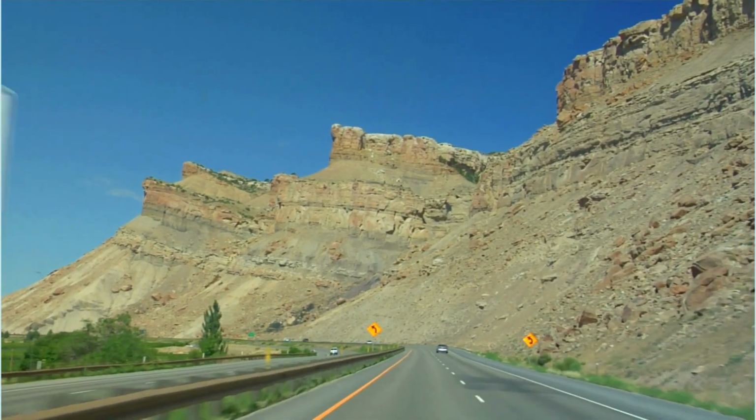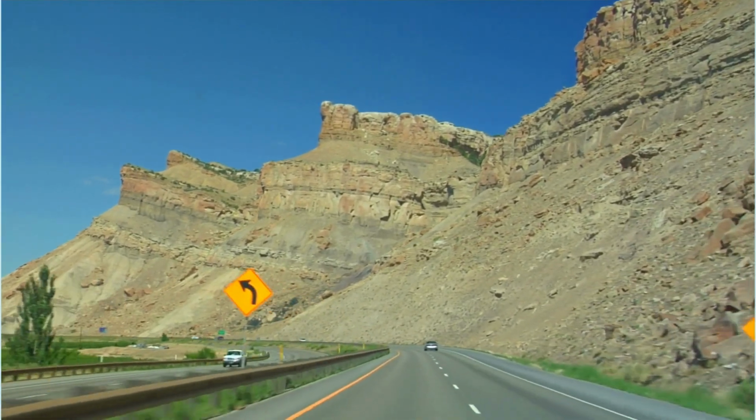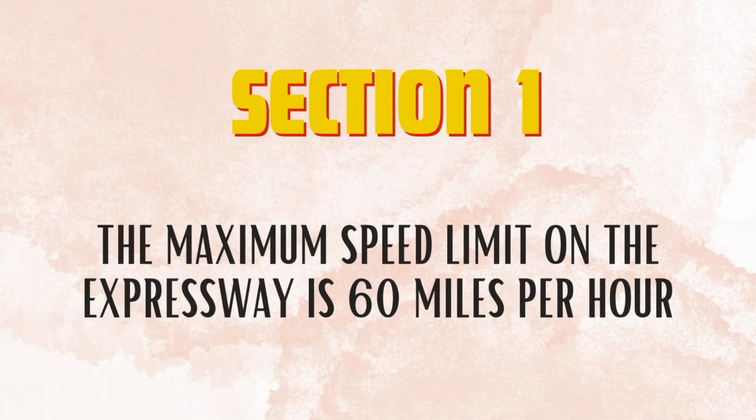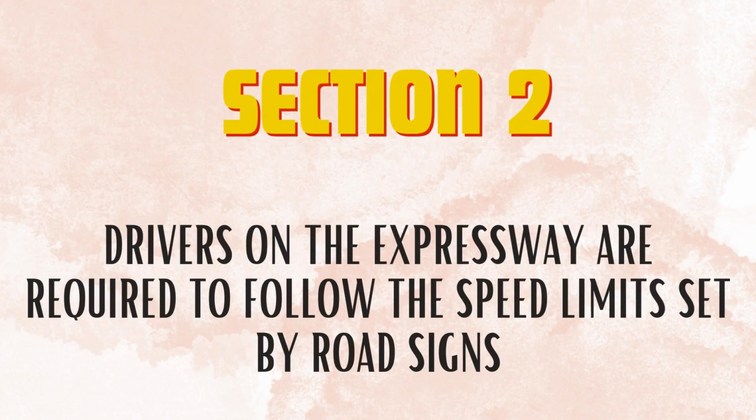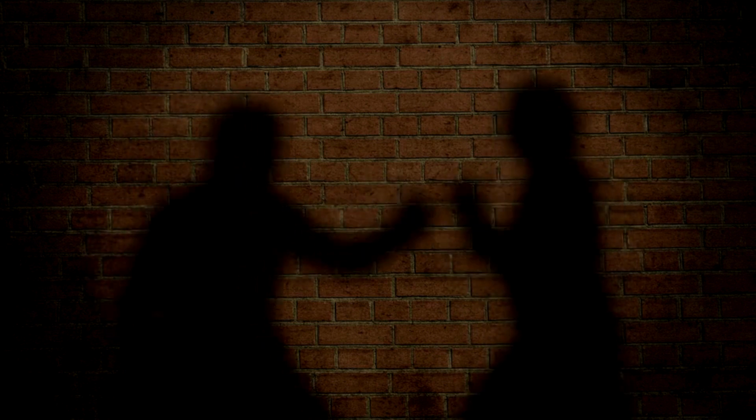Suppose there is a statute related to speed limits on a certain type of road. Section 1 states that the maximum speed limit on the expressway is 60 miles per hour. Section 2 states that drivers on the expressway are required to follow the speed limit set by road signs. At first glance, it might appear that Section 1 is in conflict with Section 2.